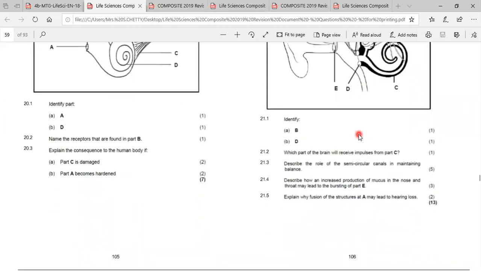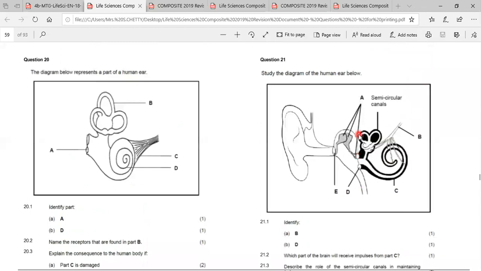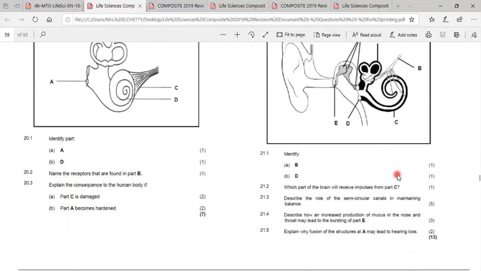Which part of the brain will receive impulses from part C? So part C is once again your cochlea. Cochlea is to do with hearing, and hearing is a sensation. So which part of the brain will receive impulses from your sense organs and interpret them? It will be your cerebrum. That's one of the functions of the cerebrum. Describe the role of the semicircular canals in maintaining balance. We've done it before. You just look at that answer again.